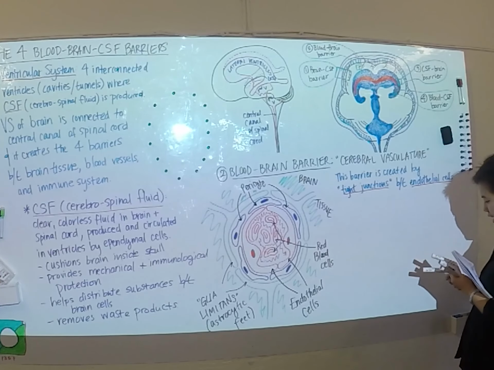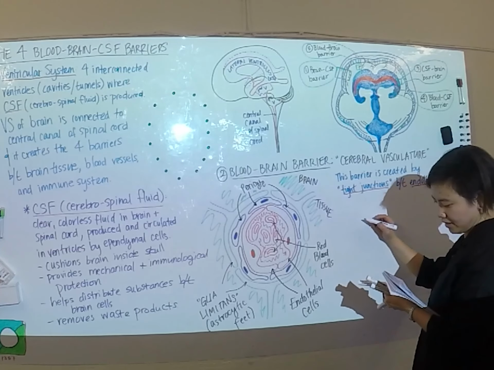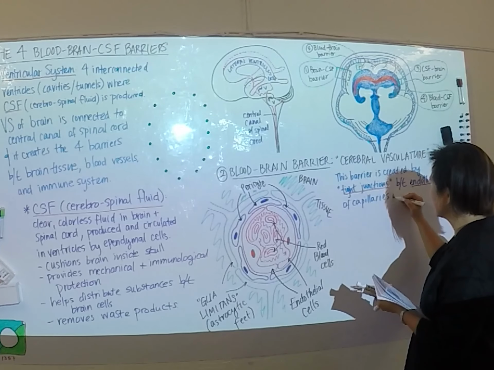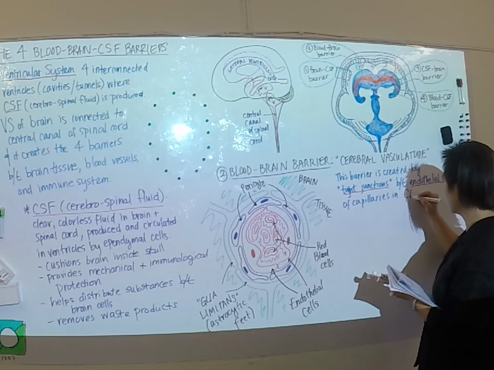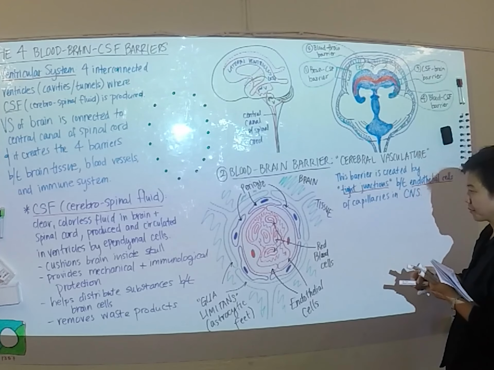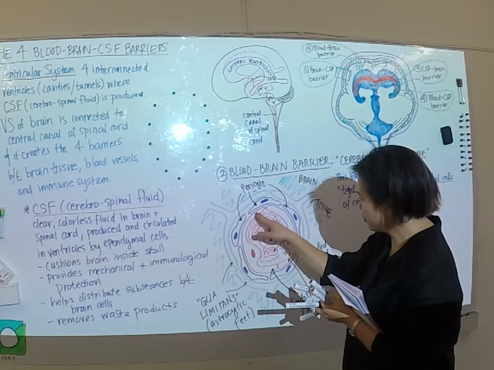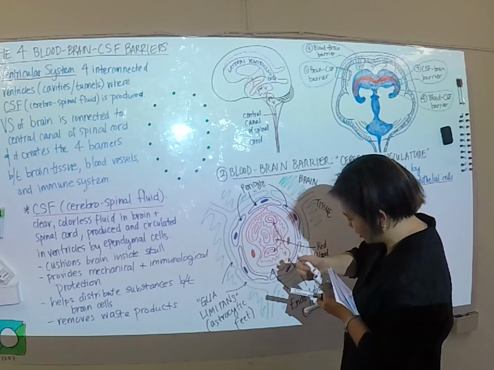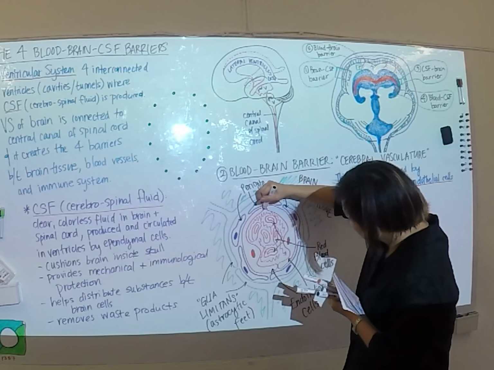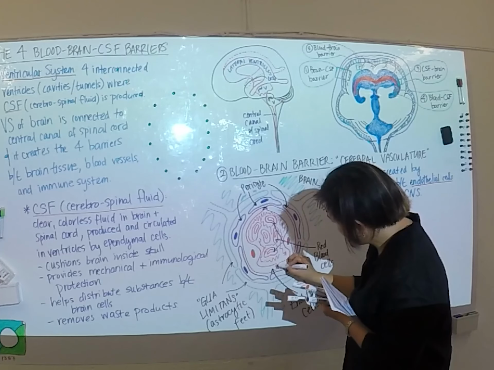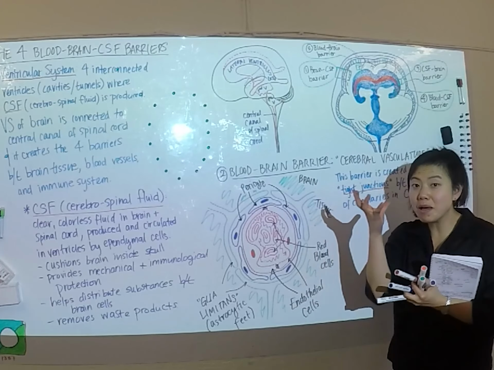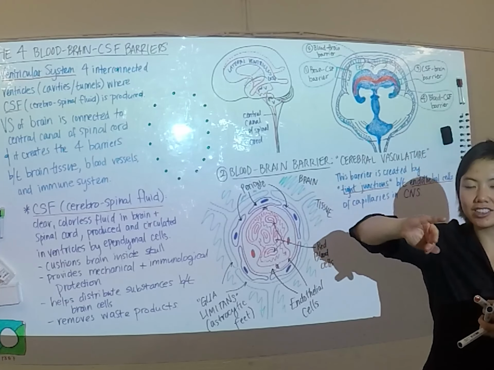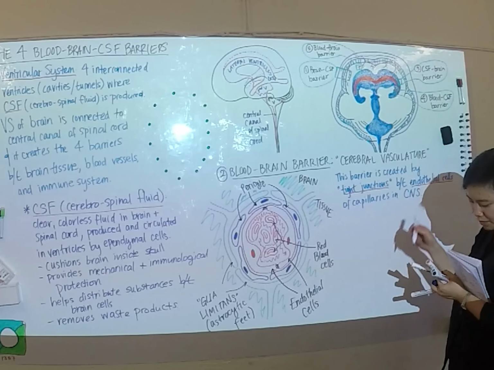Okay, endothelial cells of the capillaries in the central nervous system. Okay, so these guys, the endothelial cells, they have what are called tight junctions. Okay, so their membranes are really tightly connected to each other so that they create a nice barrier, so that nothing can pass through.